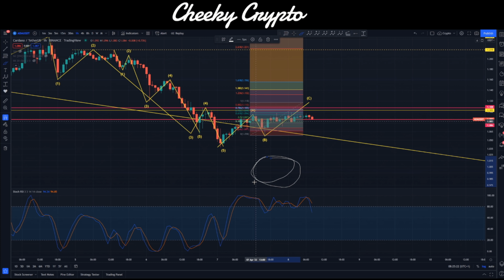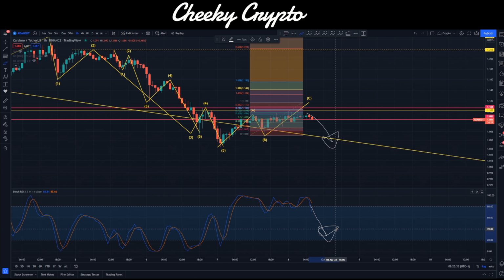It's a possibility, so I'm just going to throw it out there. I'm not going to move the waves around just yet until we know for certain. There is going to be some kind of pullback that comes in here, based on this stochastic RSI, that needs a correction on our hourly chart.